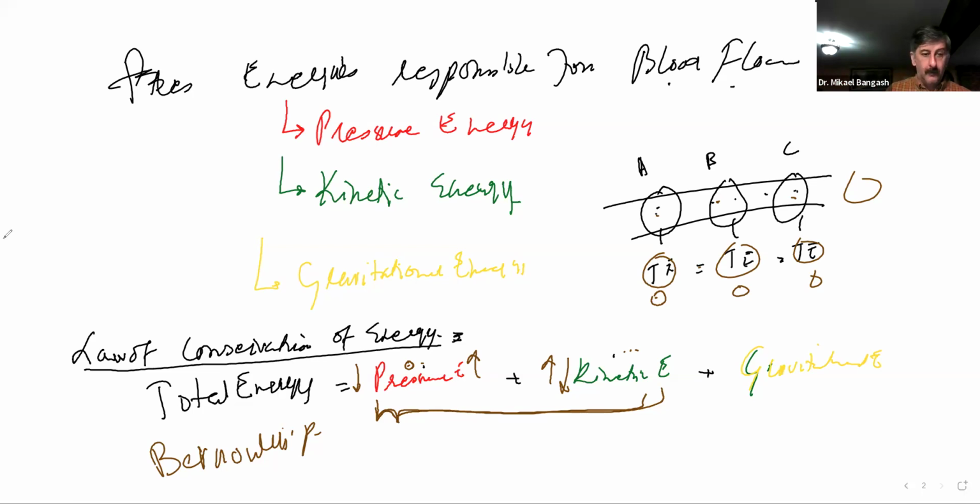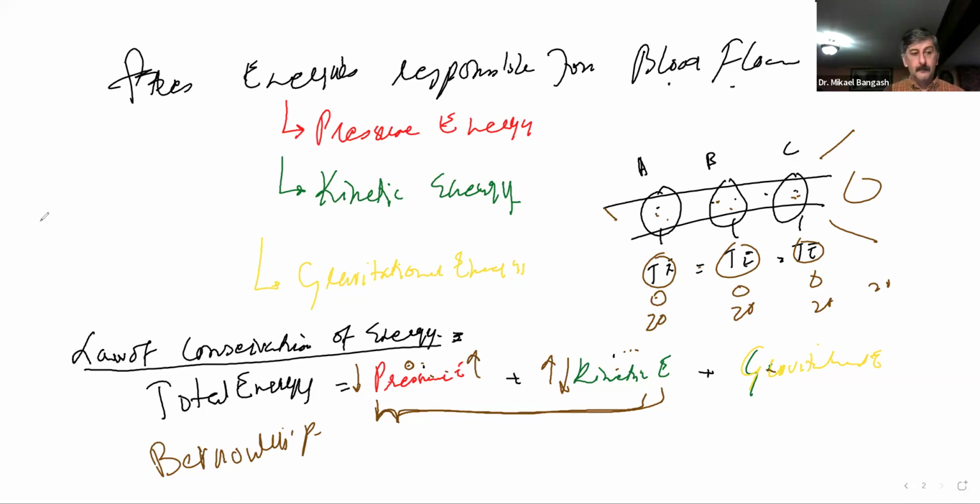What we can say is that throughout the blood vessel, whether that blood vessel narrows or expands, the sum of these three energies is always going to add up to be the same. So if, for instance, the value here was 20, it is going to be 20 here, and 20 here.